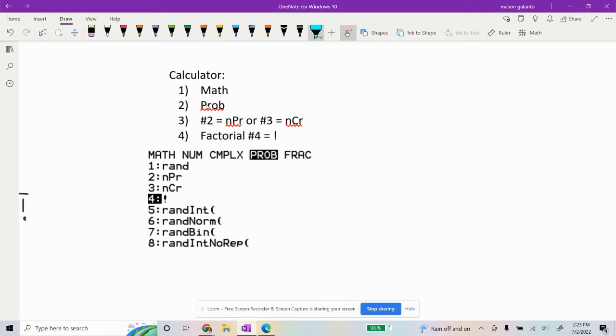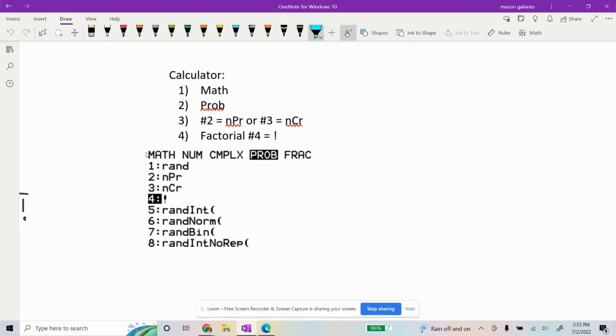Our calculator handles it. Here are the steps. You can go to Math. There's a probability button. If you scroll to the right, we want to go down to number 2, which is nPr, or number 3, which is nCr, depending on whether we're working with a permutation or a combination. And just for fun, the factorial button is also within this region. You may need to use it later on.